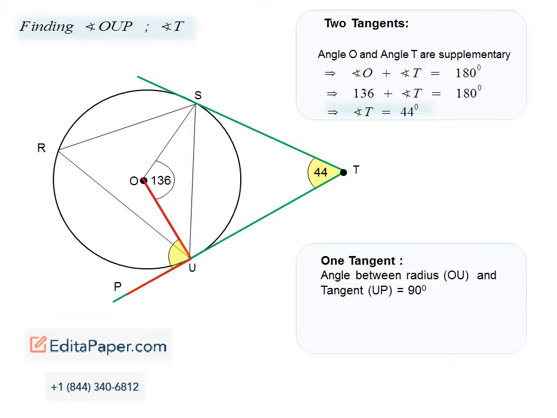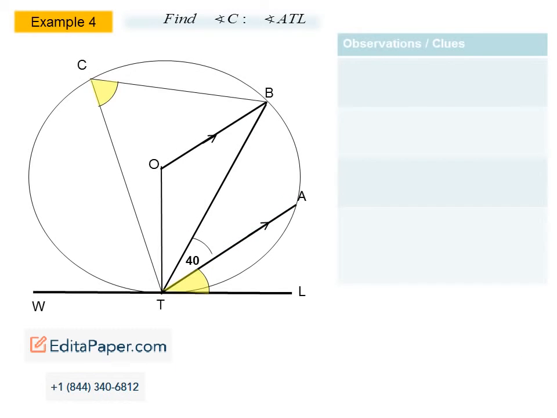And lastly, we have, if you notice, an angle that is formed between the radius OU and the tangent PU, and the theorem says that the angle between the radius and the tangent is equal to 90 degrees. Therefore, angle OUP is equal to 90 degrees. Very straightforward application of theorems. Like I said before, please review lesson 1 if you're not understanding us up to this point.